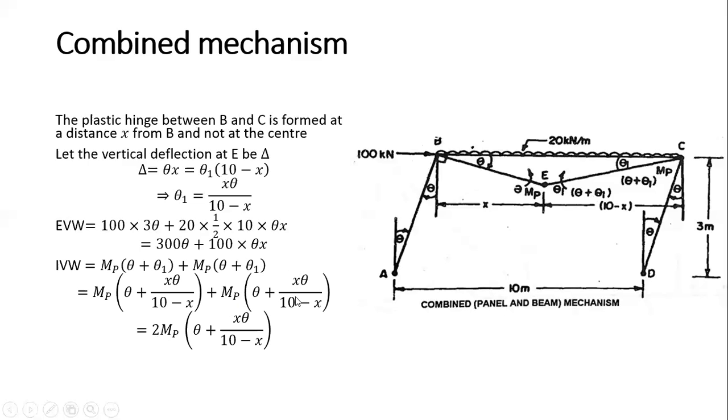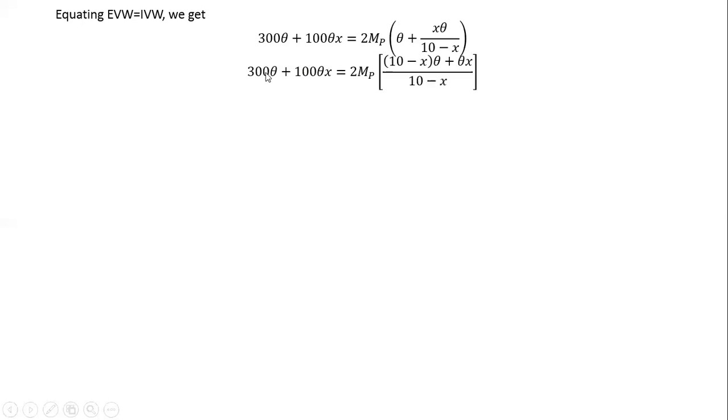So we have this value and this value both the same. So this is twice MP times theta plus theta x divided by 10 minus x. So this is my internal virtual work. Now we have to equate the two. External is equal to internal. So 300 theta plus 100 theta x is equal to twice MP. Take the LCM of this one. So 10 minus x, times theta plus theta into x.